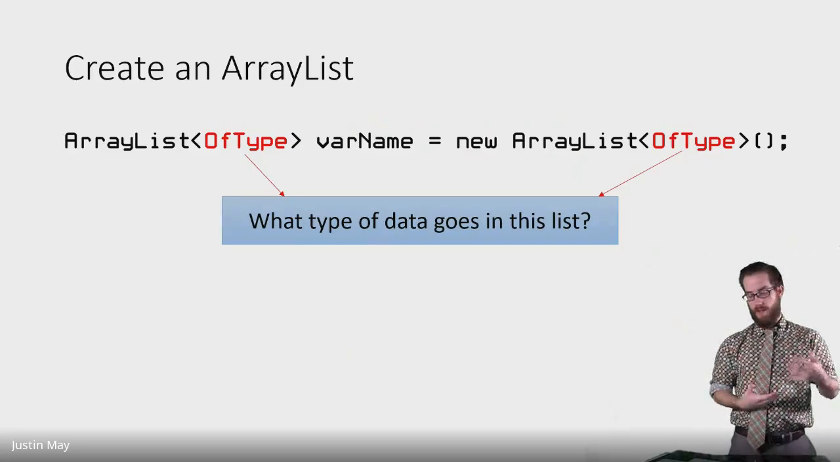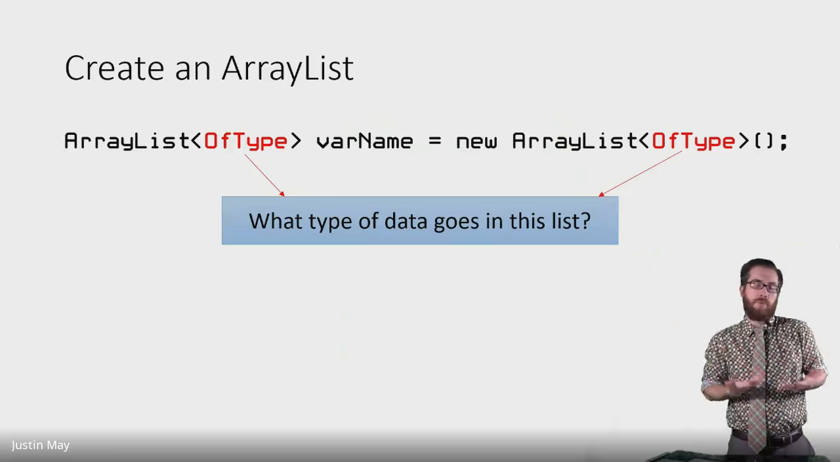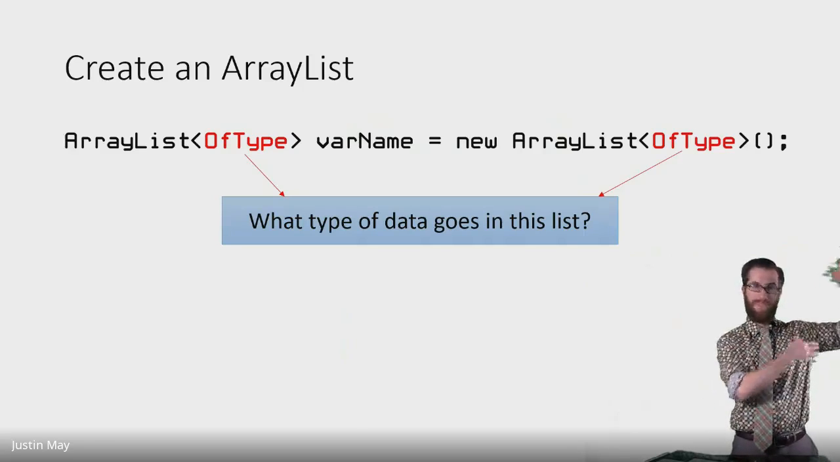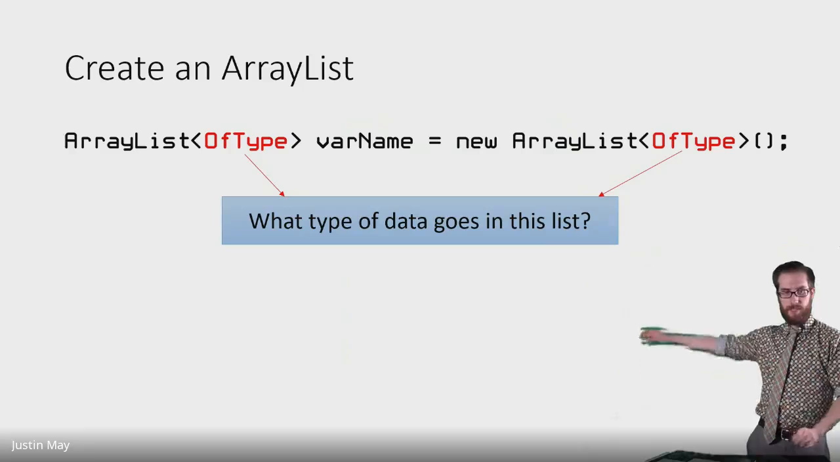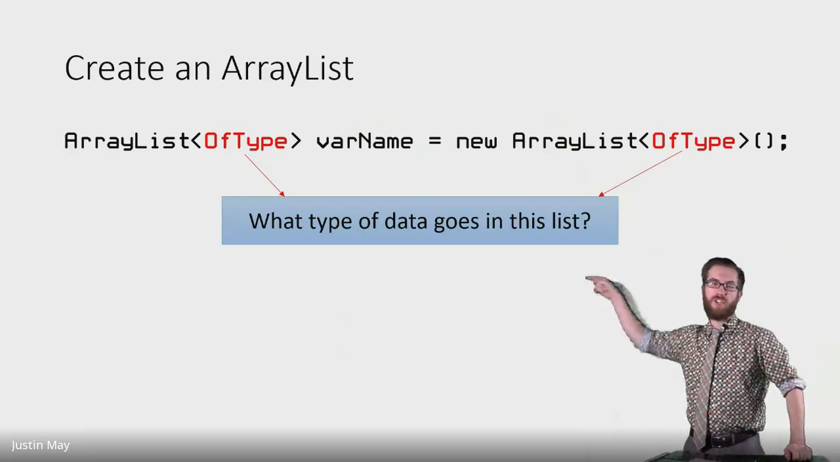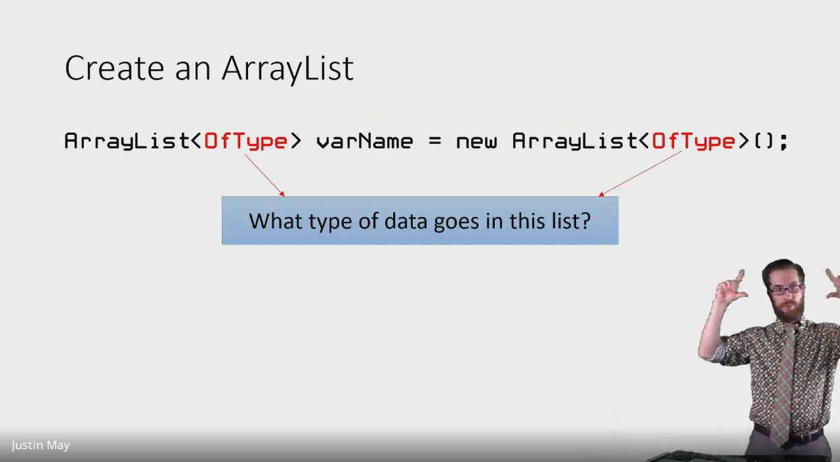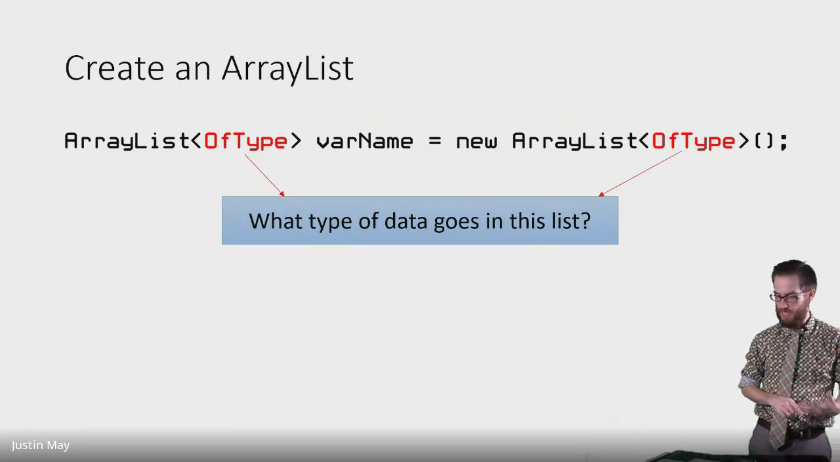It wouldn't make sense in a program, at least, to have a list of just random stuff that has no relation to each other. So when you create an array list, you have to actually specify what kind of things are going in this list. And that's what goes in those angle brackets. It'll be some sort of type.